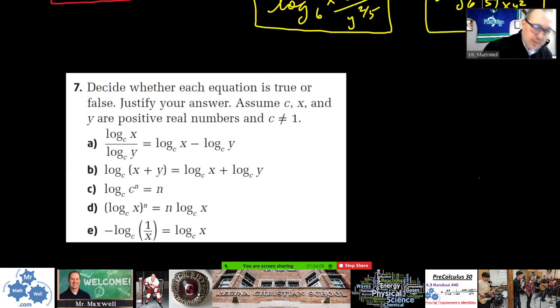Okay, I'm just going to give you some quick tips for number 7 because we need to kind of move on here today. So for number 7, decide whether each equation is true or false, justify your answer, and then assume c, x and y are positive real numbers, c doesn't equal 1.